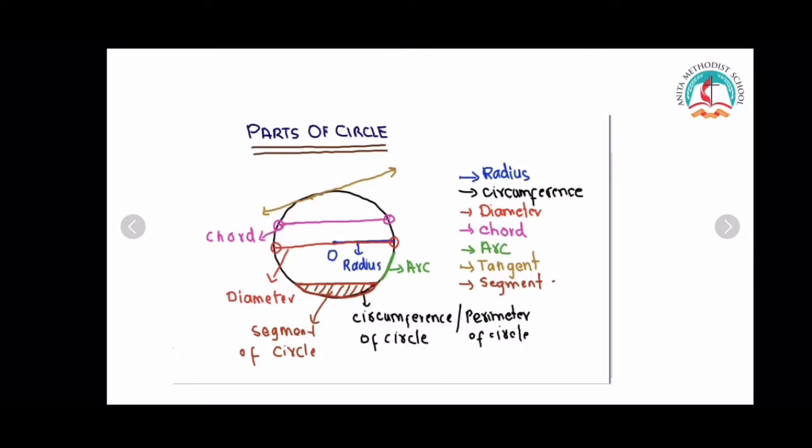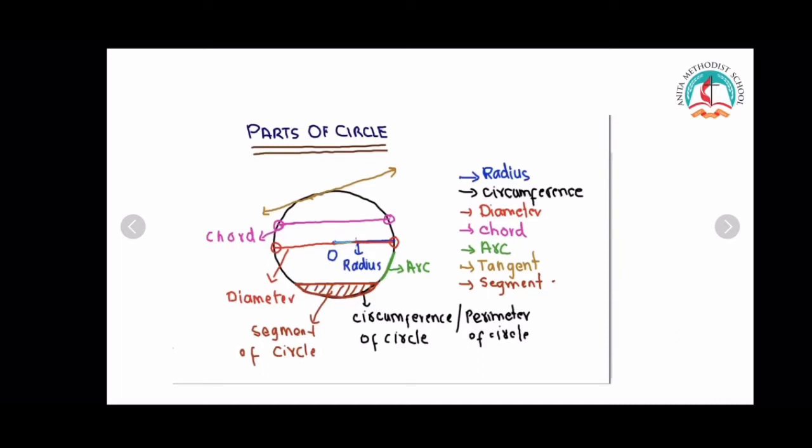So the part that is bounded by the chord and the arc on the circle is called the segment of the circle. Then we have another part of the circle, that is the sector of the circle. Now what is the sector of the circle?